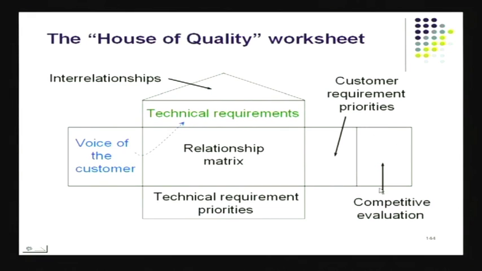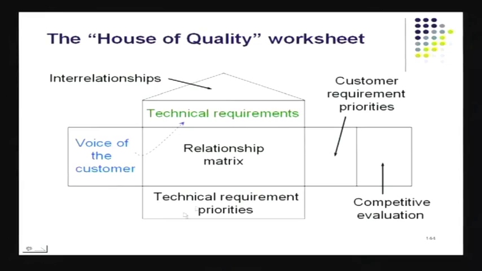Then on this side, I do a comparison to existing products. I may have other cell phones that I can probably get samples of, and I can rate them against the requirements that I've discovered. I've discovered certain requirements that the customers have spelled out. I could look at the competition's products and evaluate them with respect to those requirements that I've figured out by talking to customers. Then, of course, I come up with technical requirement priorities.